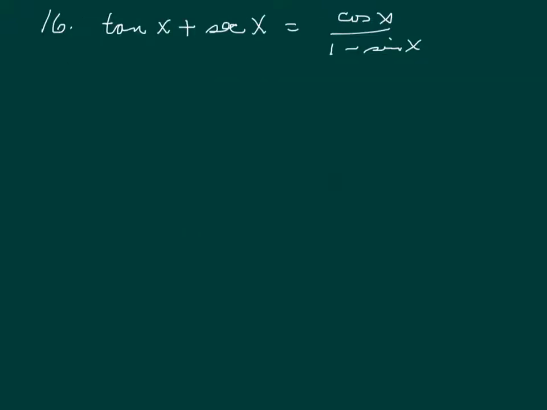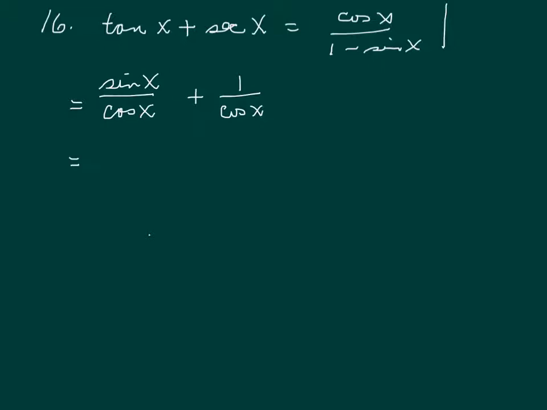Section 5.2, problem 16. We want to prove the identity that tangent x plus secant x is equal to cosine x over 1 minus sine x. So let's change the tangent and secant into the sine and cosine, because that's what the left-hand side looks like over here. The definition of the tangent of x is the sine x over the cosine x. Definition of the secant of x is 1 over the cosine of x. We're working just with the left-hand side. We want to see if we can get it to look like the right-hand side.